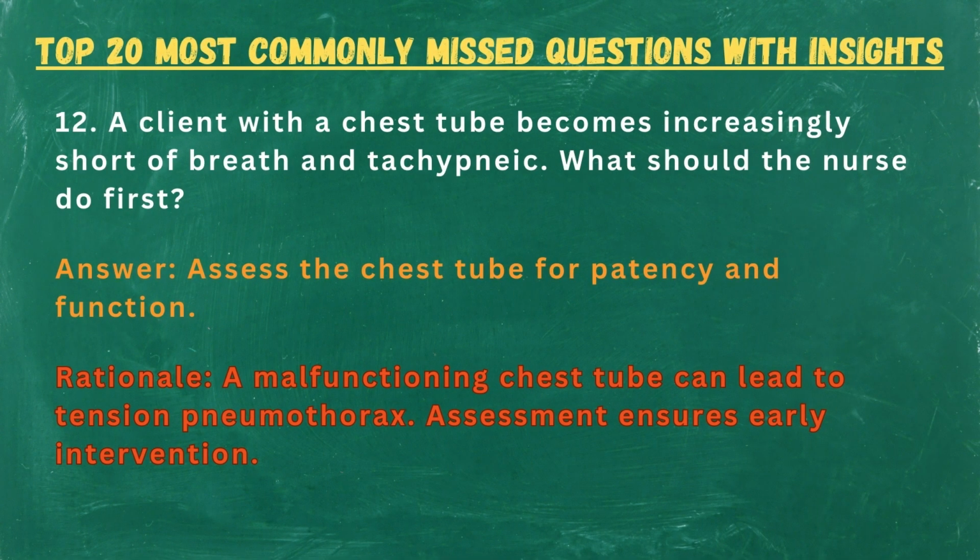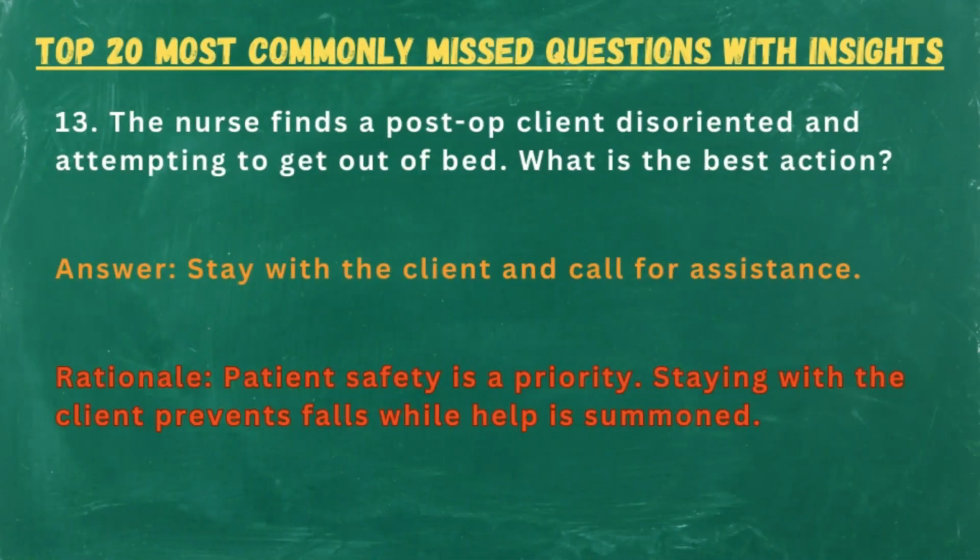12. A client with a chest tube becomes increasingly short of breath and tachypneic. What should the nurse do first? Answer: assess the chest tube for patency and function. Rationale: a malfunctioning chest tube can lead to tension pneumothorax. Assessment ensures early intervention.